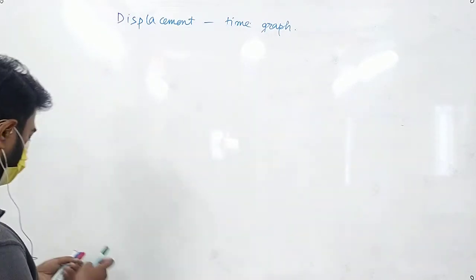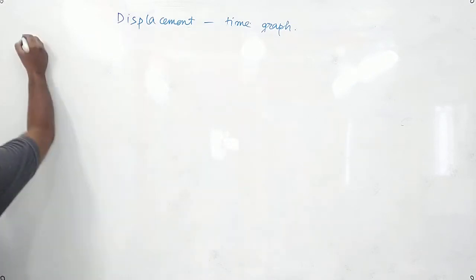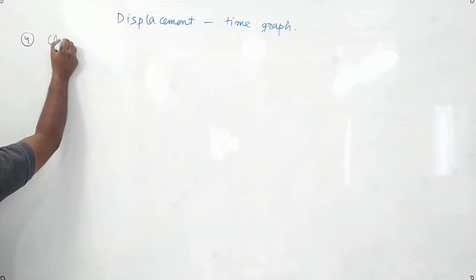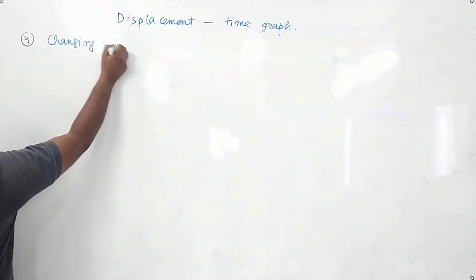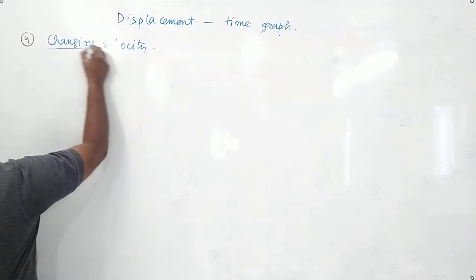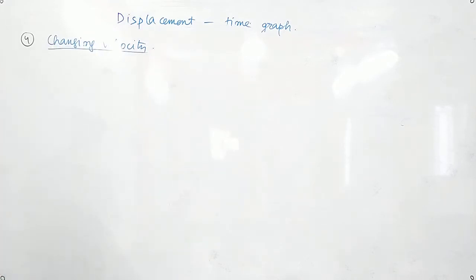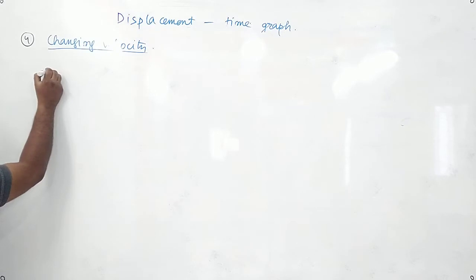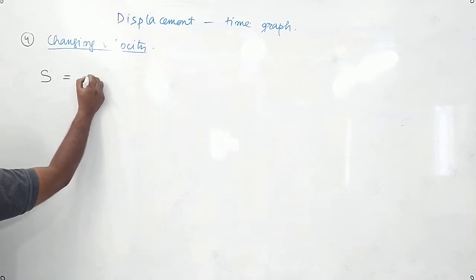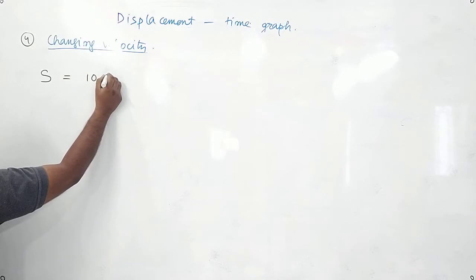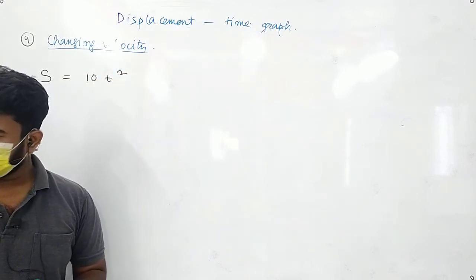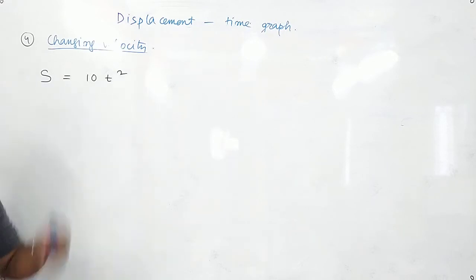Okay. Now, case number 4, changing velocity. Okay, see, suppose the body is accelerating. Suppose we can define a motion as 10 t square. We can define a motion like this. When a body is accelerating, we can define it by a motion like this.